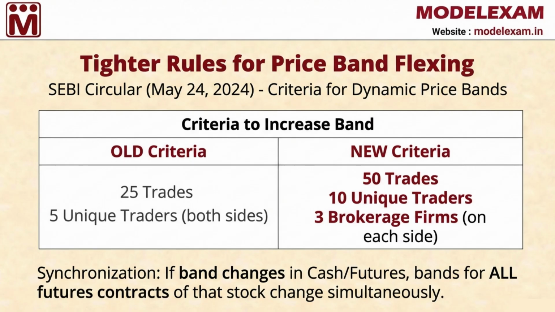It is important to know that the rules for these price bands became even tighter recently. According to a circular from May 24th, 2024, the criteria for increasing a price band was updated. In the past, you only needed 25 trades from 5 unique traders. Now, it requires 50 trades, 10 unique traders, and 3 different brokerage firms on each side. This ensures that the price bands only move when there is genuine and widespread interest in the market.